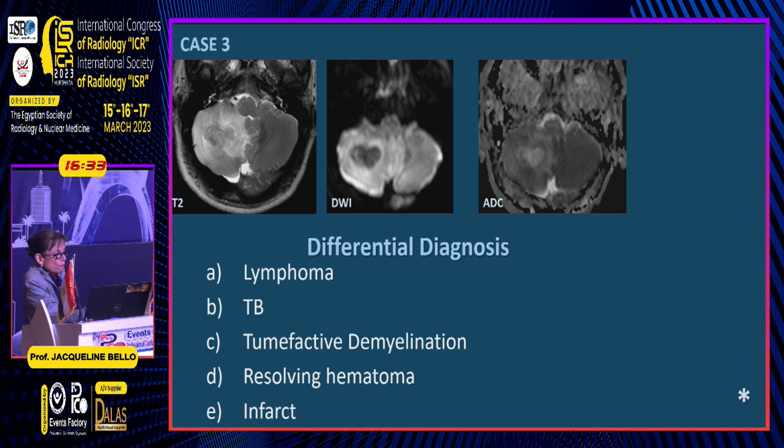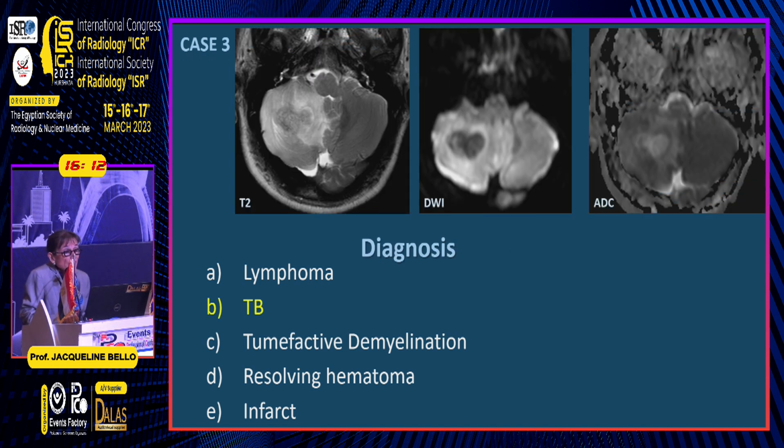First, we will look at the diffusion imaging. No restriction, confirmed on ADC. So the differential would include lymphoma and TB, both low signal on T2. Is this tumefactive myelination, a resolving hematoma, or an infarct? This is a case of tuberculosis. And you'll remember that both TB and fungal disease, even though infection, may not restrict on diffusion-weighted imaging.